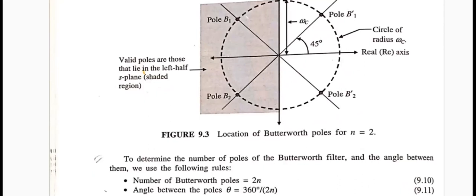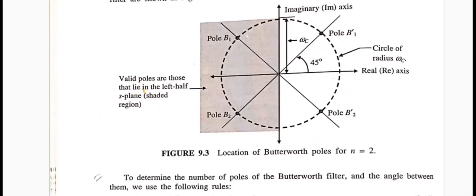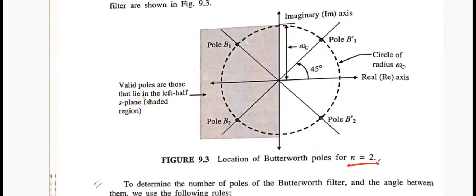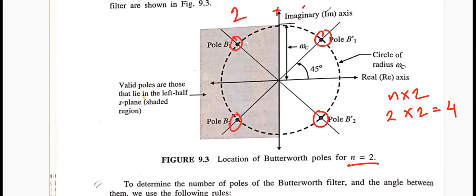So for example, if we have n equal to 2, how many poles do we have? The number of poles should be 2n, that is 2 into 2. So n is equal to 2, and we are multiplying with that. This is 4. Within these 4, we should have 2 not valid poles, and 2 should be valid poles. So 2 plus 2.